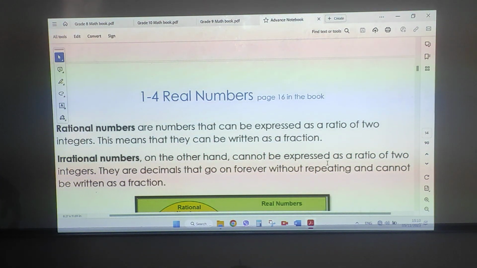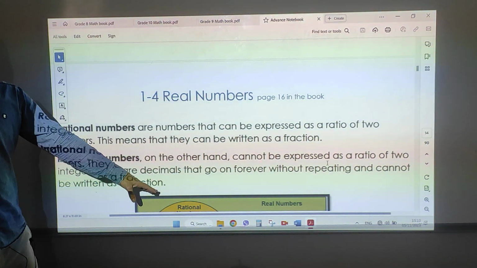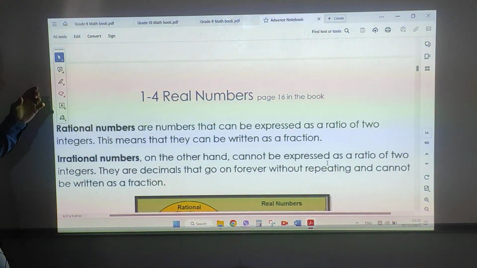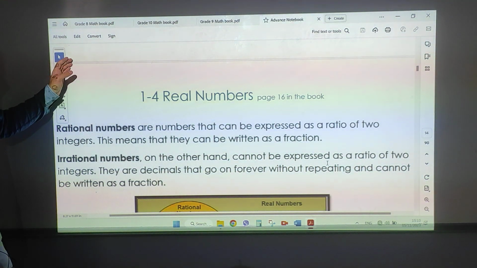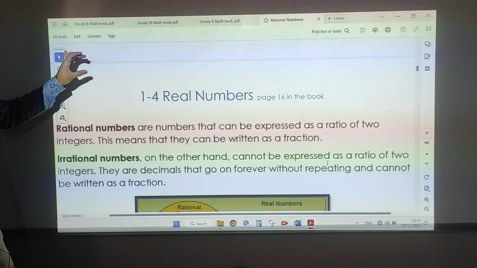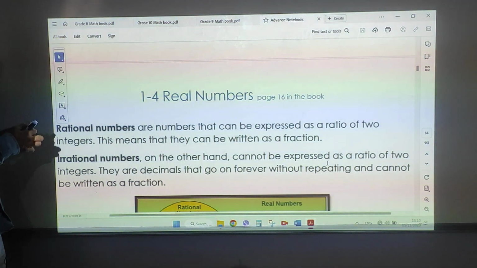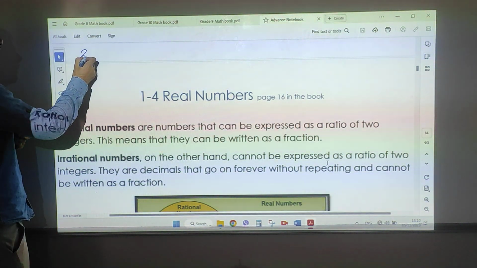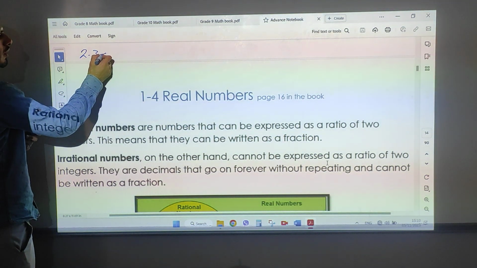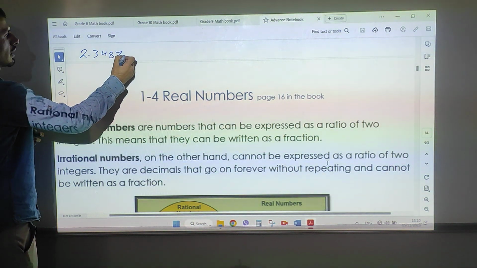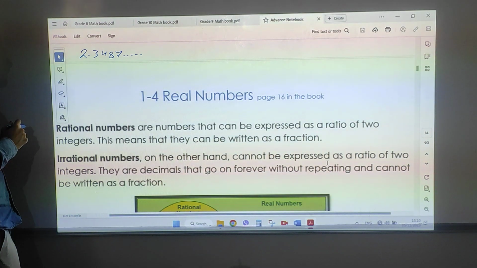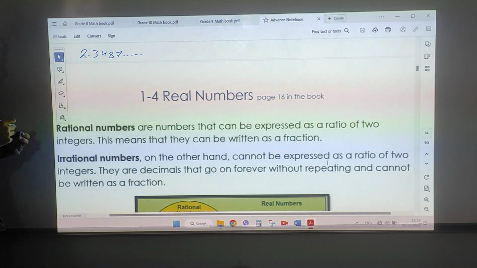Irrational numbers are those numbers that cannot be expressed as a fraction, and they have decimals that go on forever. If we have a decimal, a number, point, some other numbers which are not repeating but go on forever, there is no ending. For example, 2.3487, but it doesn't finish, it doesn't end. This case would be an irrational number.